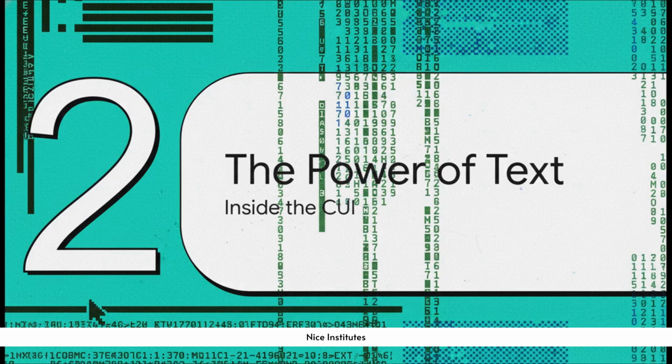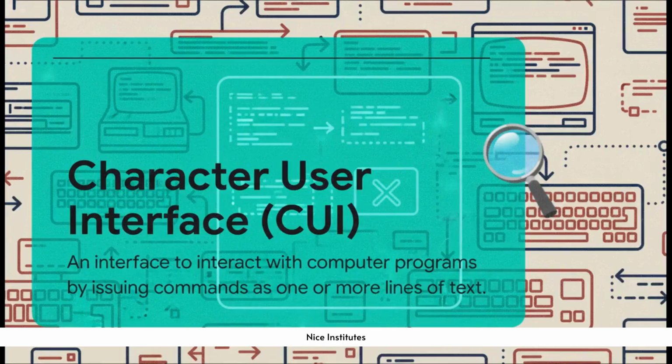Okay, now let's rewind the clock a bit and step over to the other side of the fence. Before we had icons and windows, there was just a blinking cursor on a dark screen. Welcome to the world of the Character User Interface, or CUI. A CUI is basically the polar opposite of a GUI. Every single interaction is based on text. Your only tool is the keyboard, and you tell the computer what to do by typing out very specific commands. It's like having a direct conversation with the machine's brain, with no pictures getting in the way.